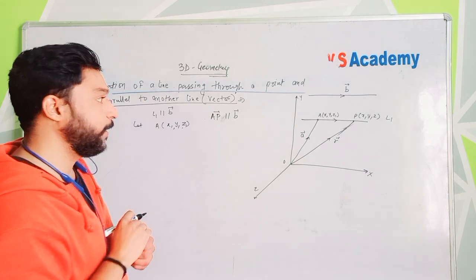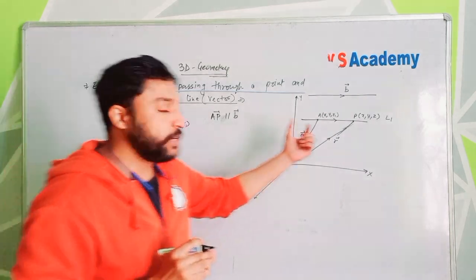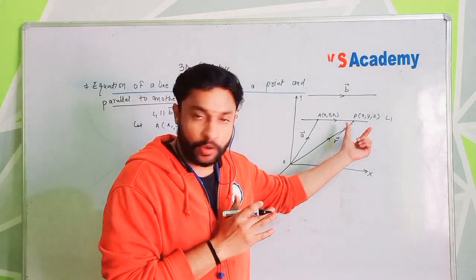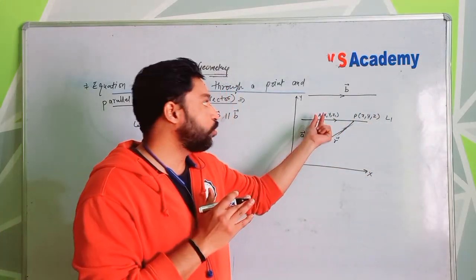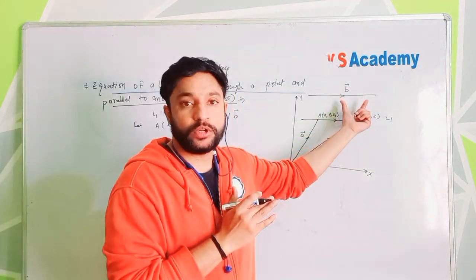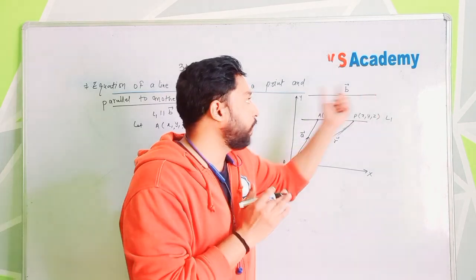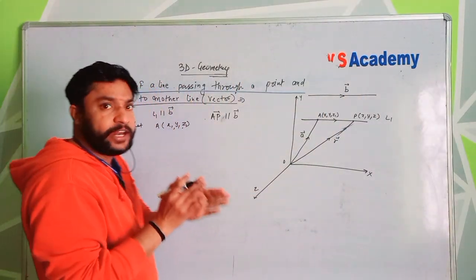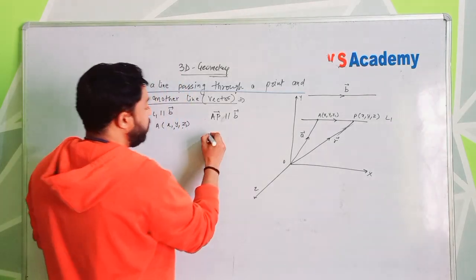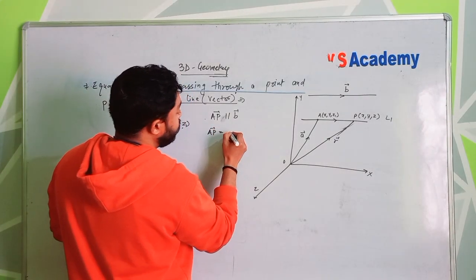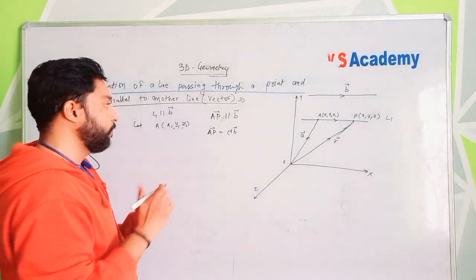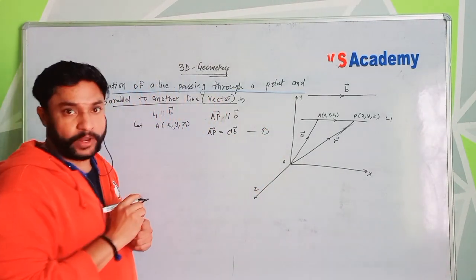I hope you understand here. So, students, we need to find the equation of the line AP, or L1, which passes through point A and is parallel to another line or vector B. We know the condition when a line is parallel to another line: AP is equal to lambda vector B, where lambda is any scalar quantity. So I can call this equation number 1.